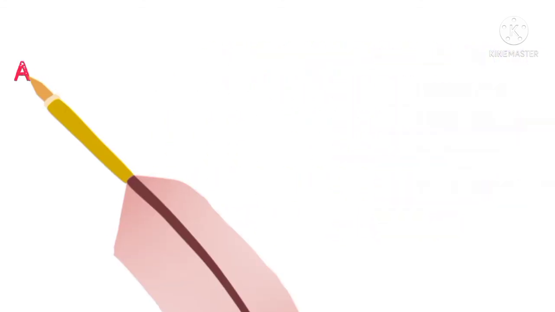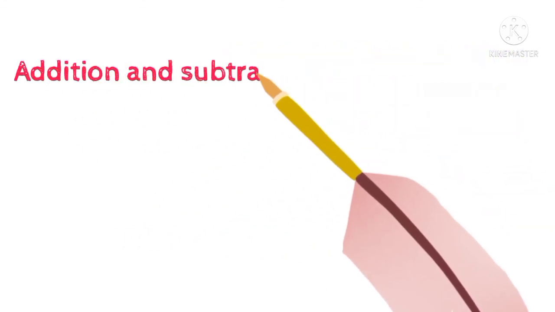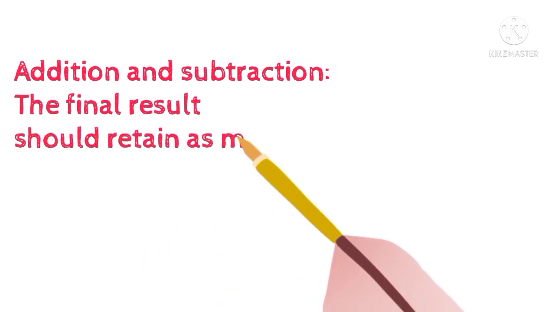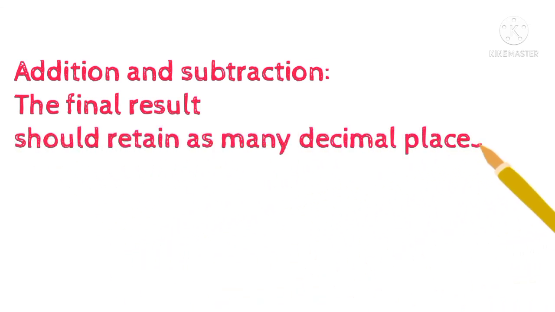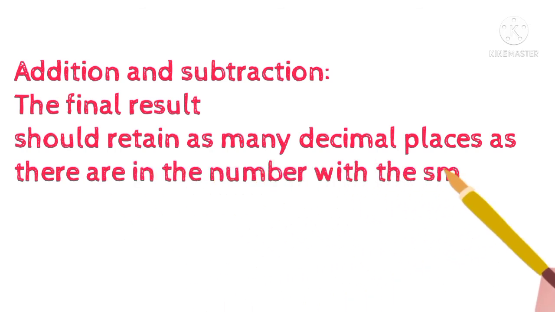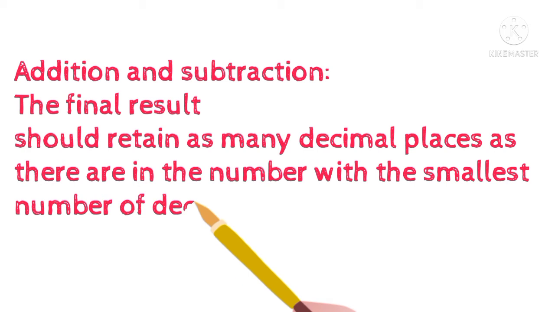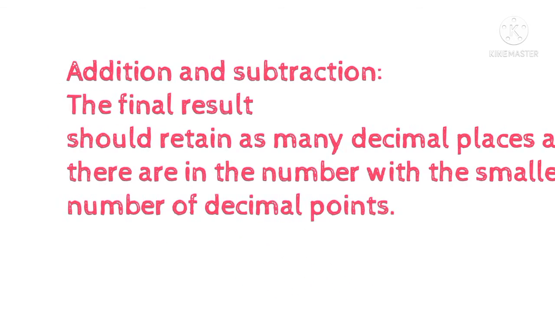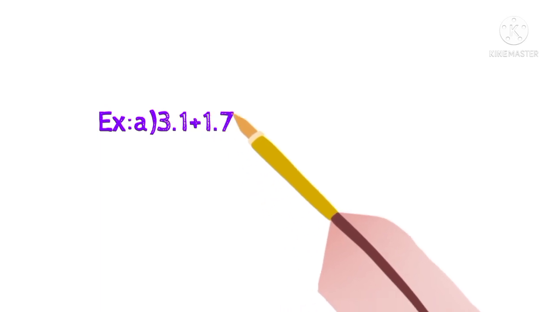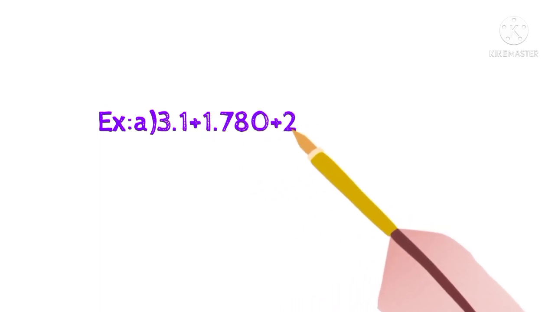The answer is 12.7. The next topic is significant figures in addition and subtraction. If we are doing addition and subtraction, the result should have the same number of decimal places as the number with the fewest decimal places in the question. If you see the example, you will get a clear view of this operation.